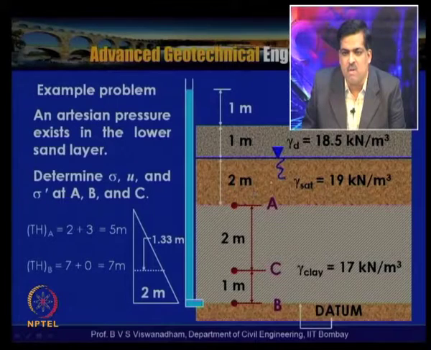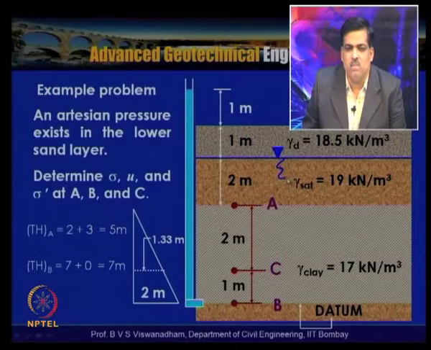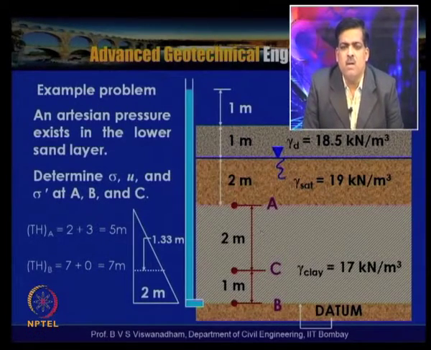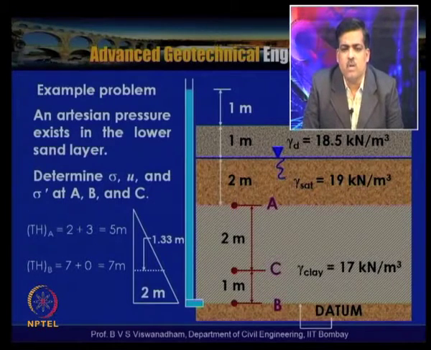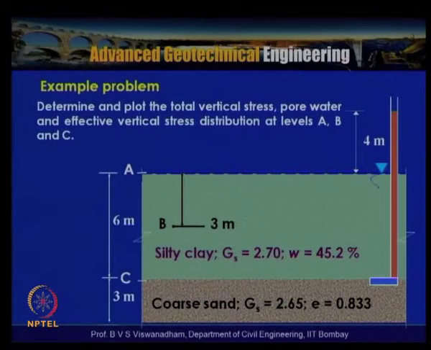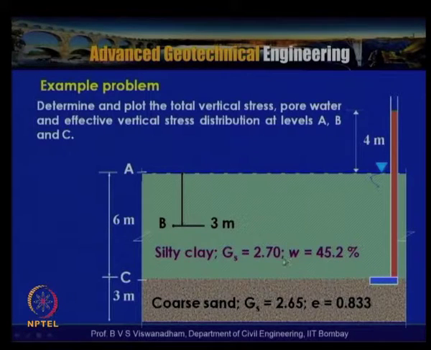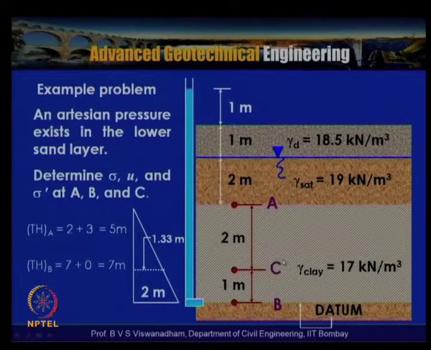Then here there is a saturated sand layer, and here it is a dry soil layer. Here we need to determine sigma, u and sigma dash at points A, B and C. In the previous problem, the solution needed to be worked out based on the given data. However, this problem's solution we can look into now.